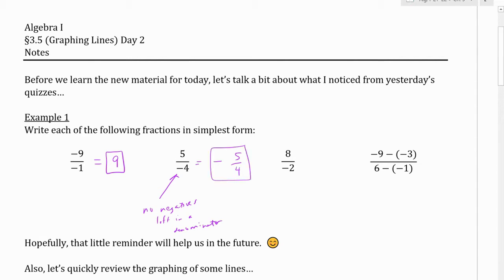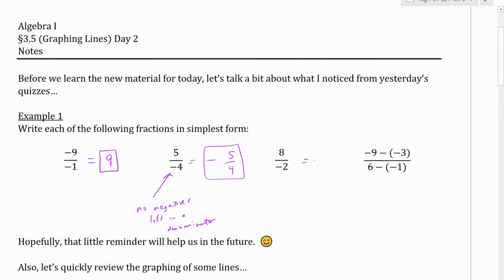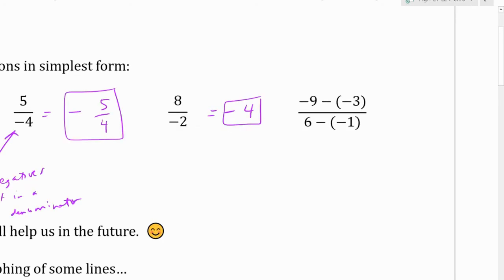Okay? All right, same thing here. 8 divided by -2. That's a negative number. And 8 divided by 2 is just flat out 4. Now, when you've got to actually do some arithmetic, remember this means -9 added to 3, because what's the opposite of taken away? This means 6 plus 1. So I'm going to get a -6 over a +7.